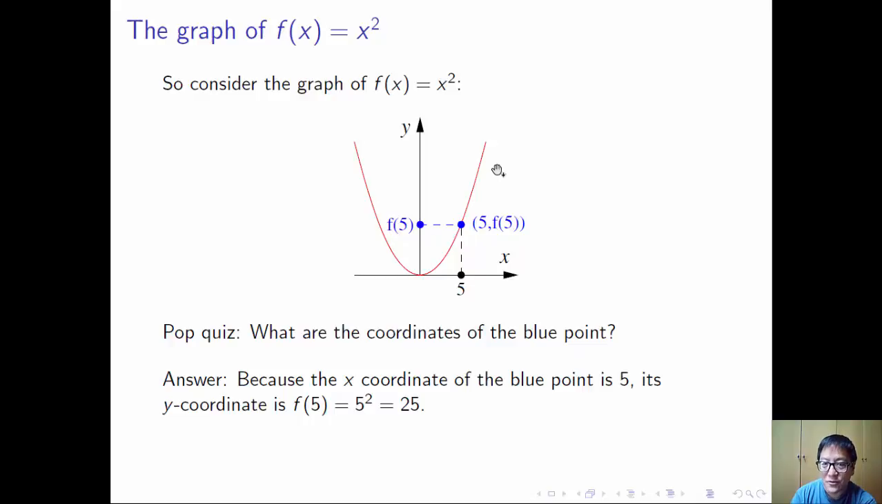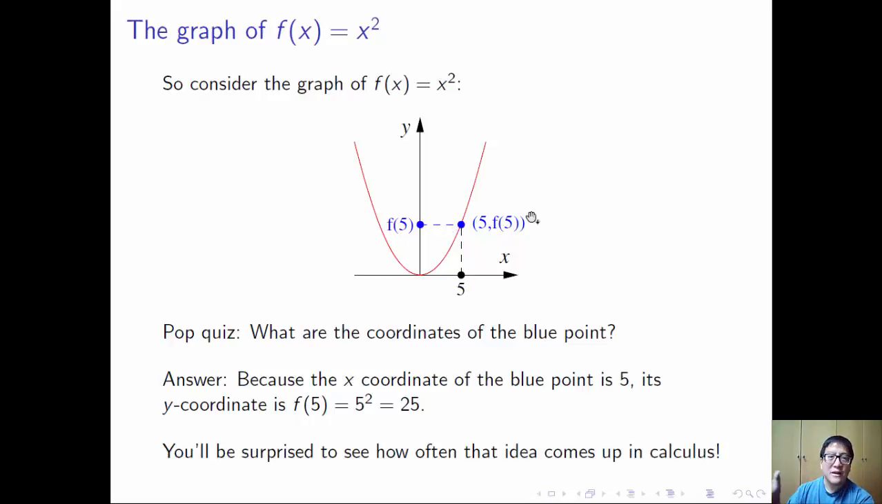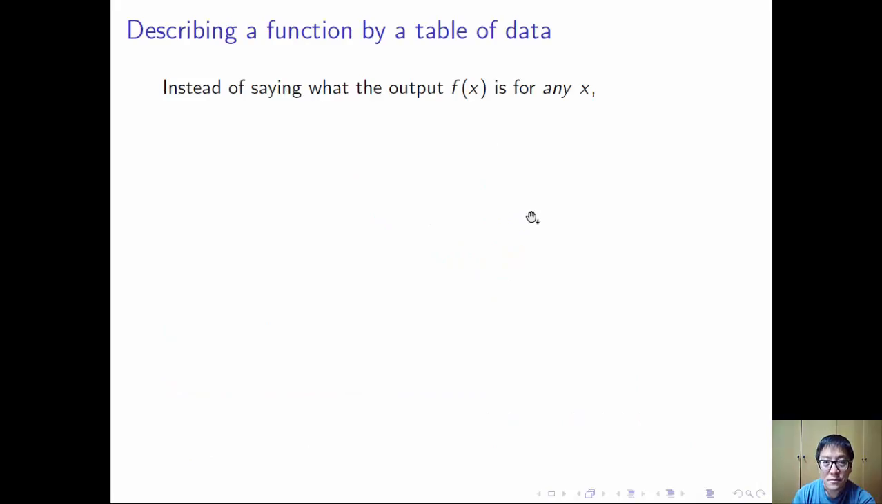But in general, if this were any graph, as long as 5 is in the domain of f, then the corresponding point in the graph will be 5, f of 5. You would not believe how often you use that in calculus. It's very frequent, and so it's very important that you have that idea solid.